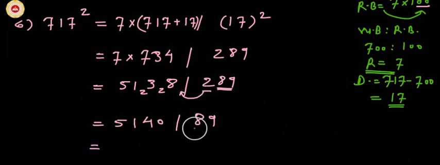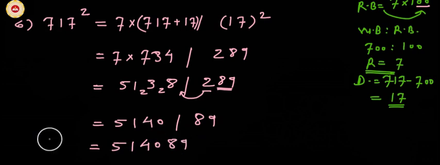So we have calculated the answer, we have balanced it. Now remove the slash and write the final answer: 5140, remove the slash and write 89. So 5,14,089 is the square of 717. Right? This is the answer. Next example.